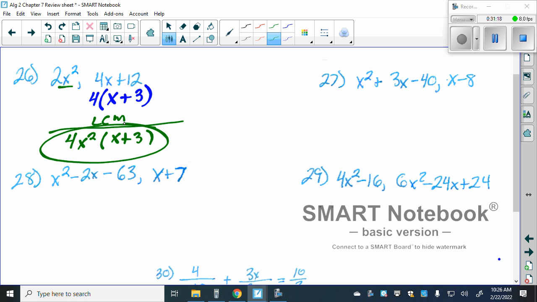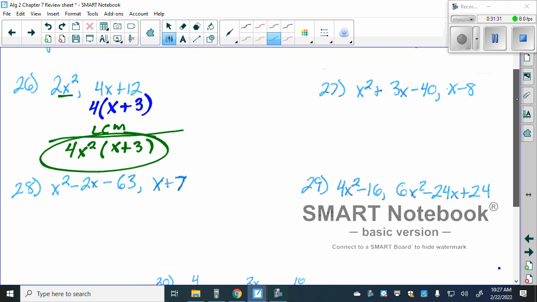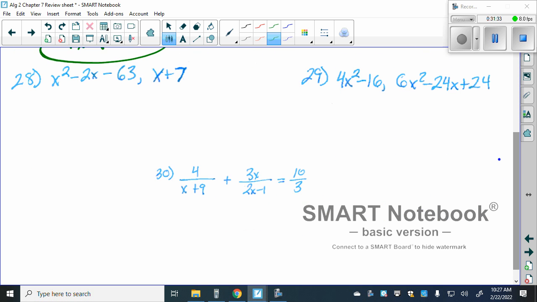And that is it. So that there is as far as we can go for this here, because that's the least common multiple. Any other questions on 26? So let's go on and look at 29.